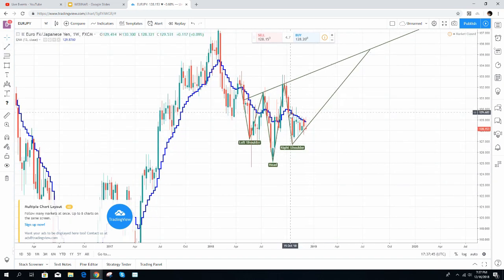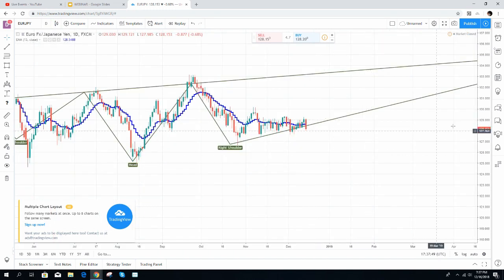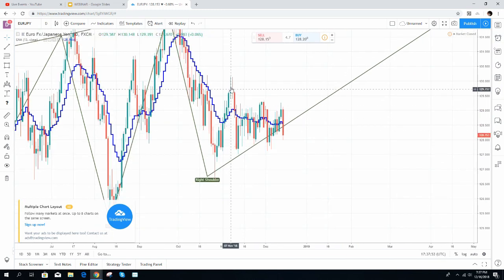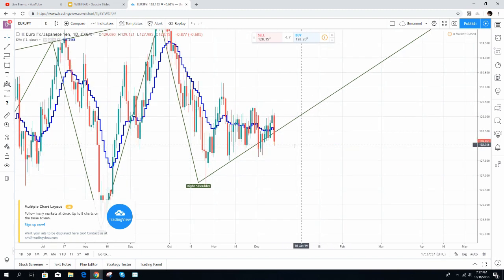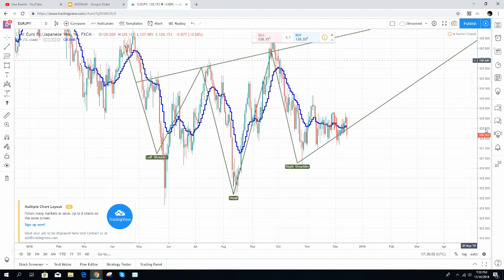Furthermore, we are very close to the EMA, the 13-week EMA here, and here is the 13-day EMA. It's stuck within the price. So we're trying to break out, but we're not. And now I think that the next move should be higher on Euro JPY. So this could be a head and shoulders on the weekly.